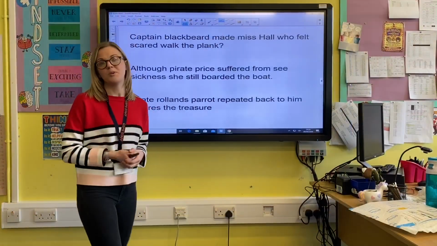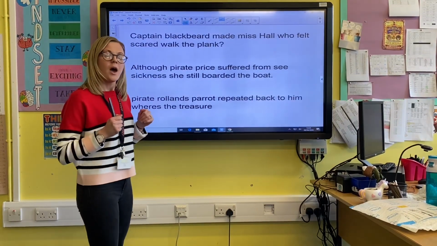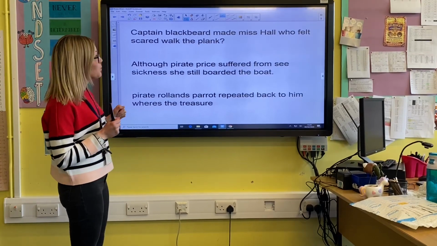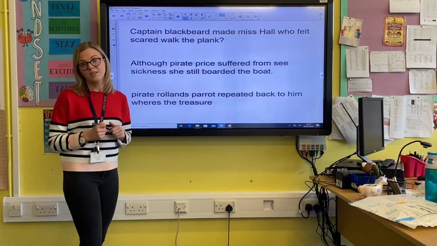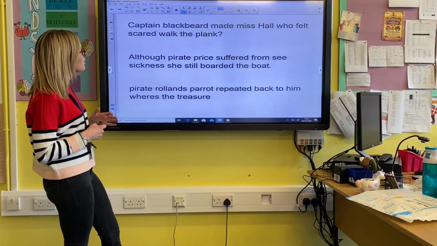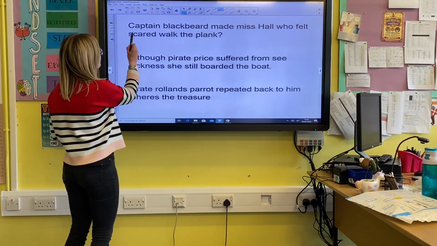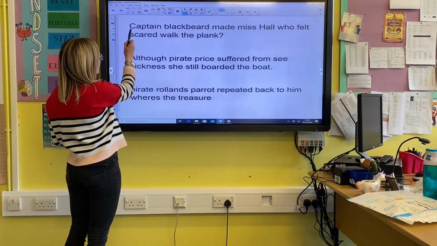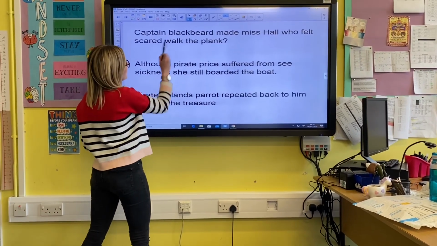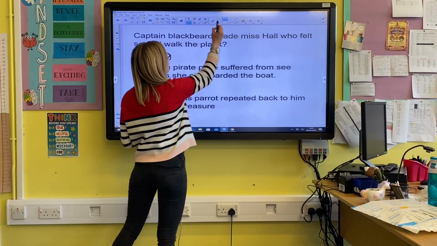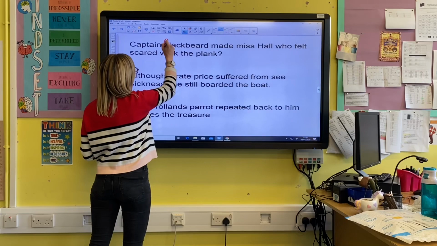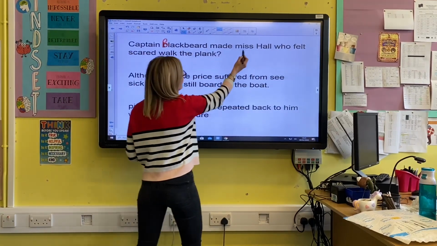So before we move on to apostrophes, we're going to get our SPaG brains warmed up with a little starter activity. We've got a range of incorrect sentences. We've got to spot mistakes. So we'll do the first one together. Captain Blackbeard made Miss Hall, who felt scared, walk the plank. So we'll look at the beginning. So Captain, brilliant. Capital letter because it's the start of a sentence. Blackbeard, Captain Blackbeard. Now that looks like a name to me, and we know that names are proper nouns. So we need to change the B to a capital.